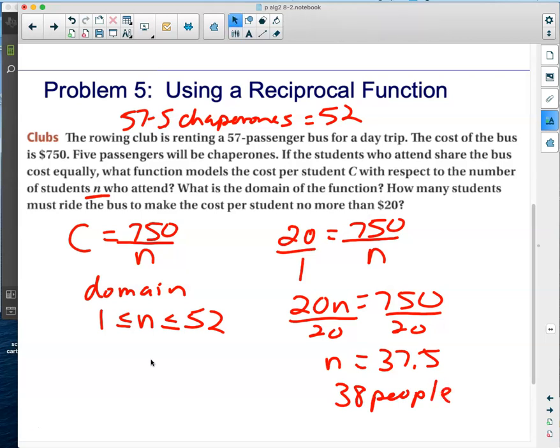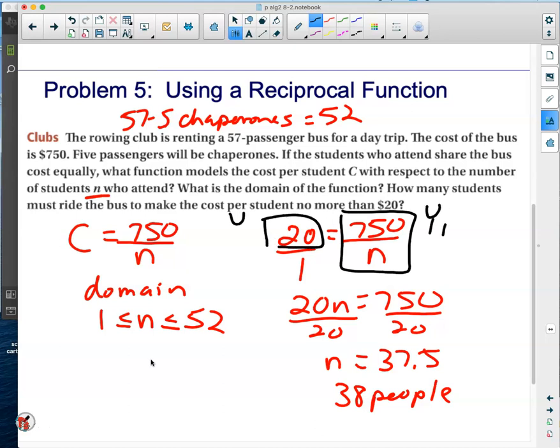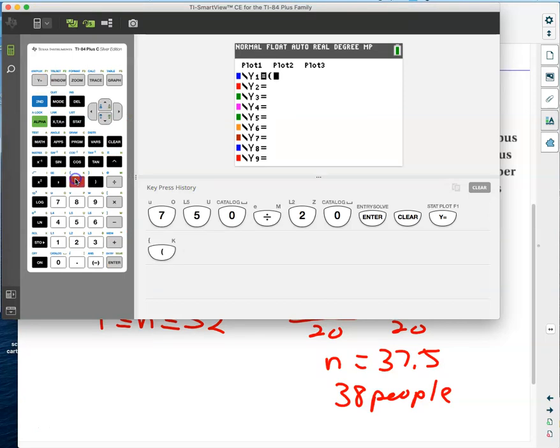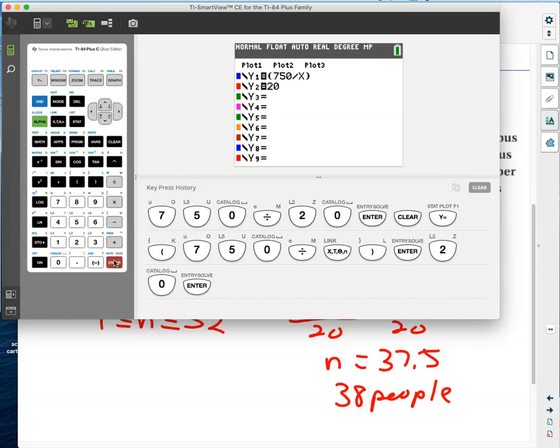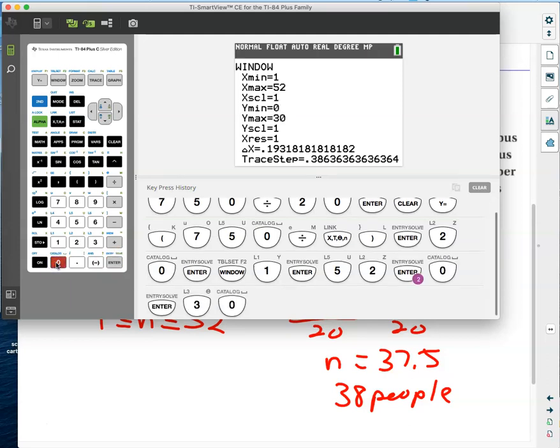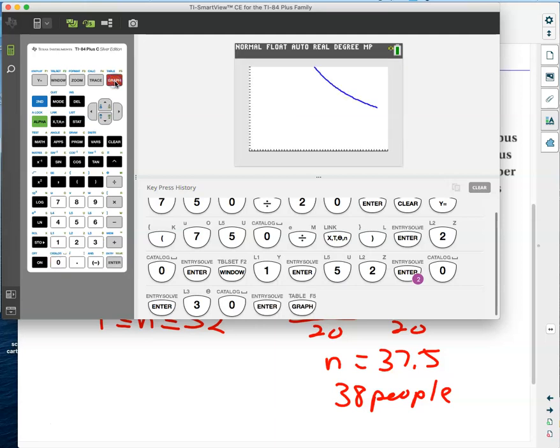Now there's another way to do this one, and that would be to graph it, since we were talking about the domain anyway. So if we keep 750 over N, or X, as y sub 1, and 20 as y sub 2, then we can let Blinky tell us where they hit each other. So y equals 750 divided by X, and then we want to see when it's $20. But we have to go to the window, because remember we said we have to have at least one person willing to go and up to 52 riders. We want that cost to be $20, but I'm going to put 0 to 30 so that I make sure I can see it. So there's where our branch of the hyperbola is going to hit that line, y equals 20. Second trace, number 5, get Blinky a little bit closer.